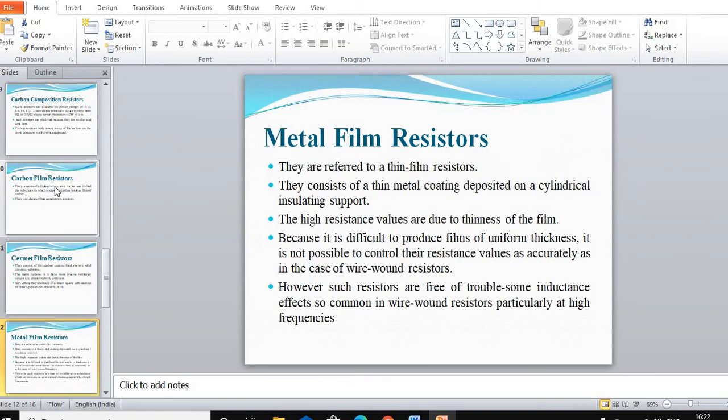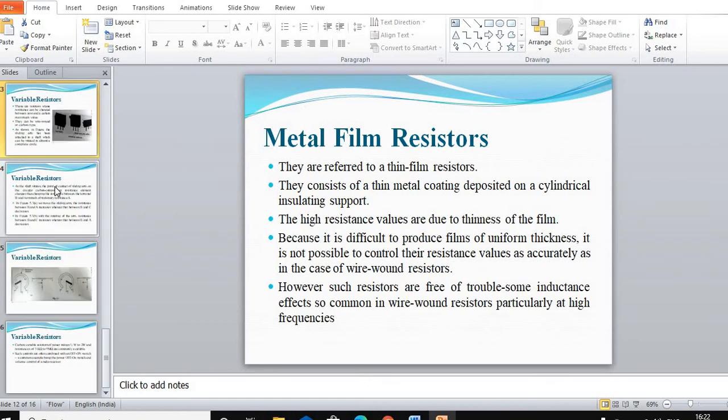Metal film resistors. They are referred to as thin film resistors. They consist of a thin metal coating deposited on a cylindrical insulating support. The high resistance values are due to thinness of the film. Because it is difficult to produce films of uniform thickness, it is not possible to control their resistance values as accurately as in the case of wire wound resistors. However, such resistors are free of troublesome inductance effects so common in wire wound resistors, particularly at high frequencies.